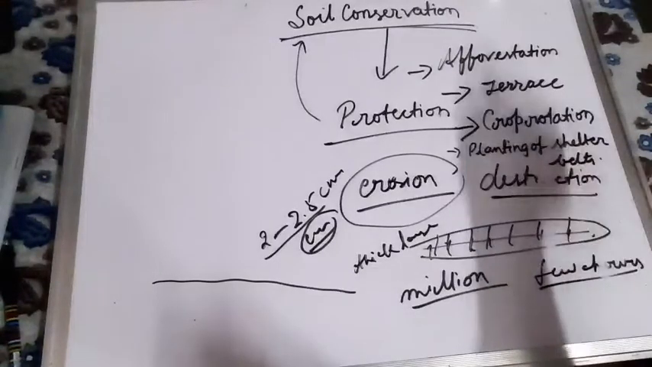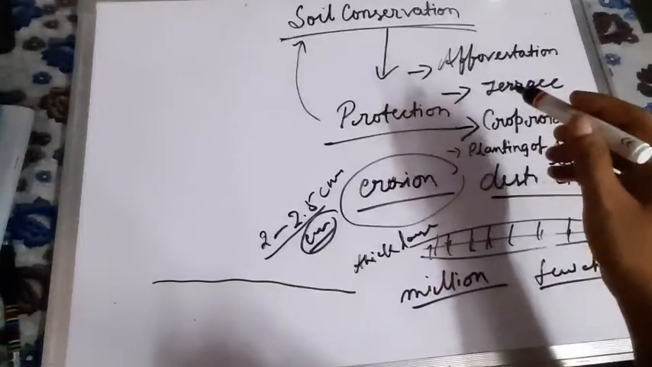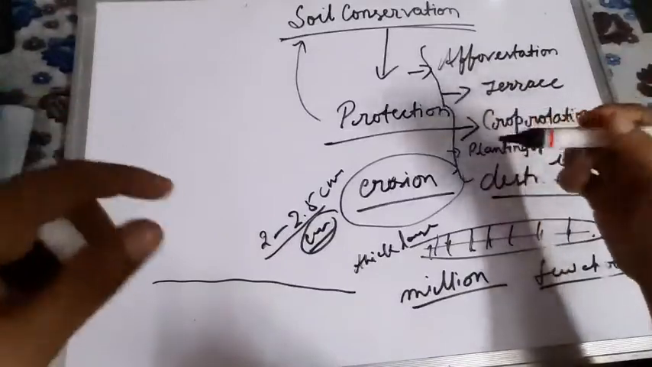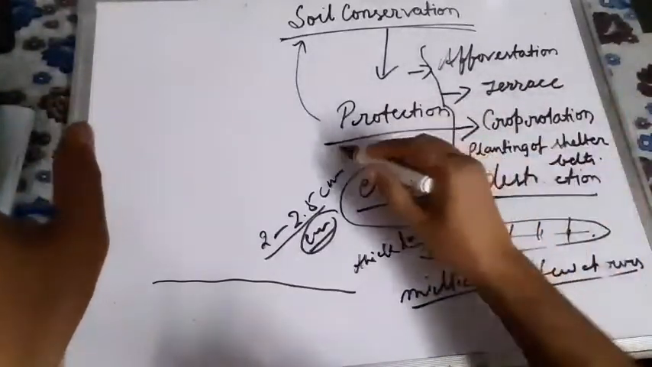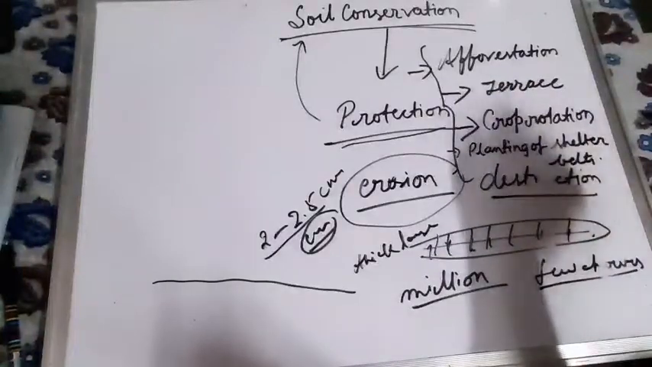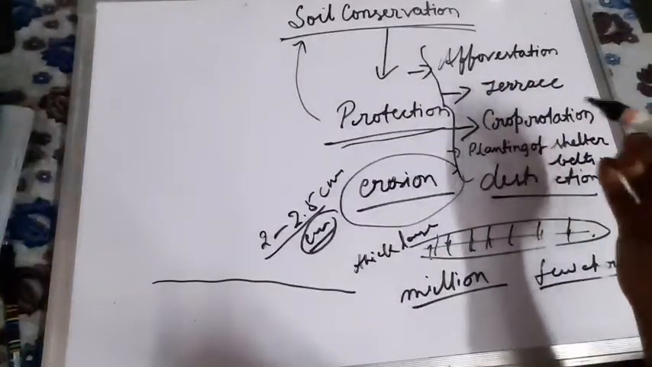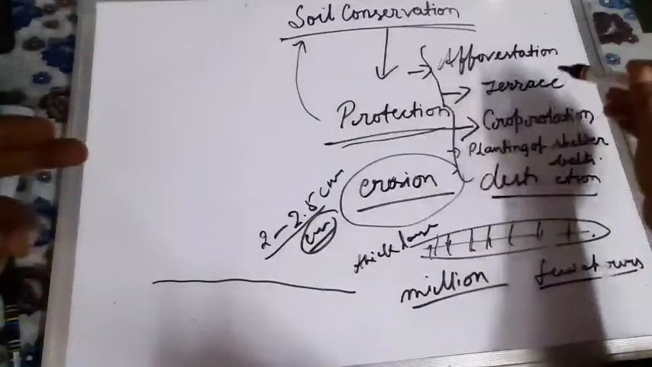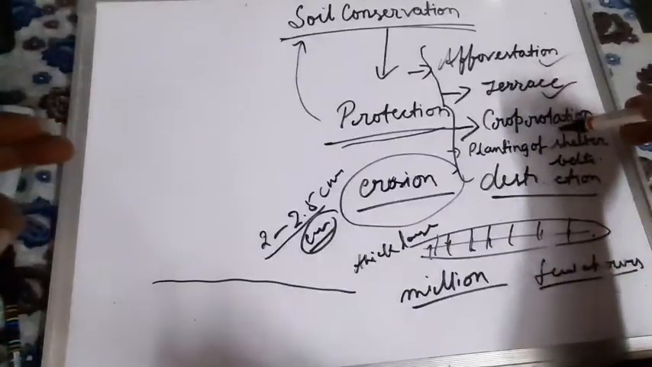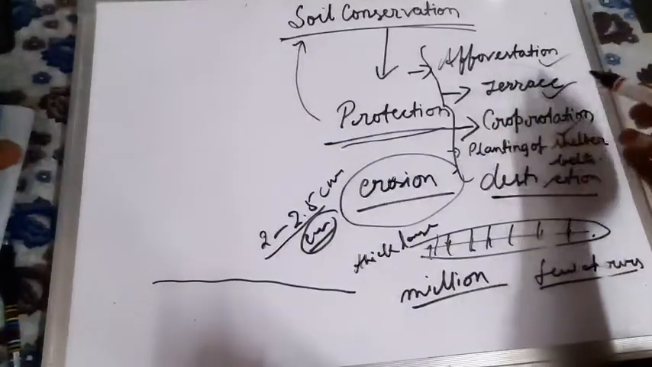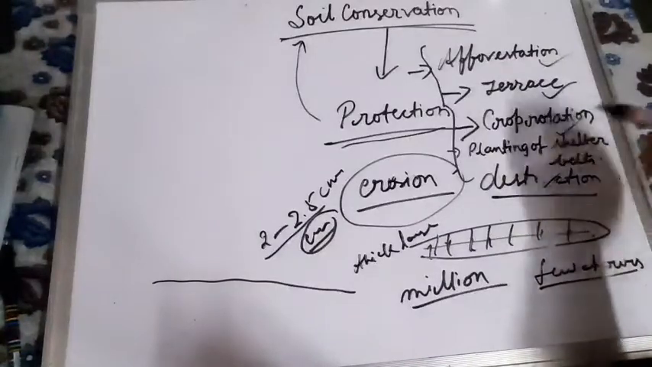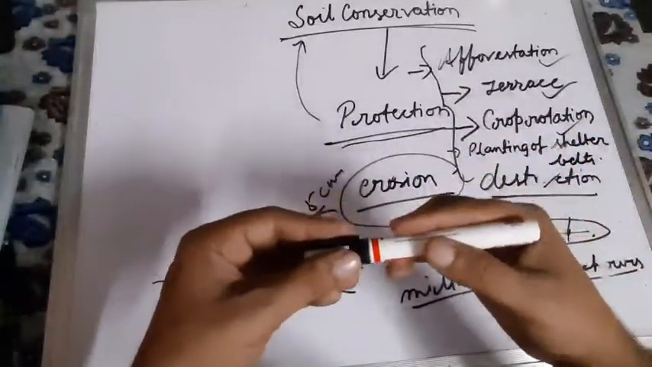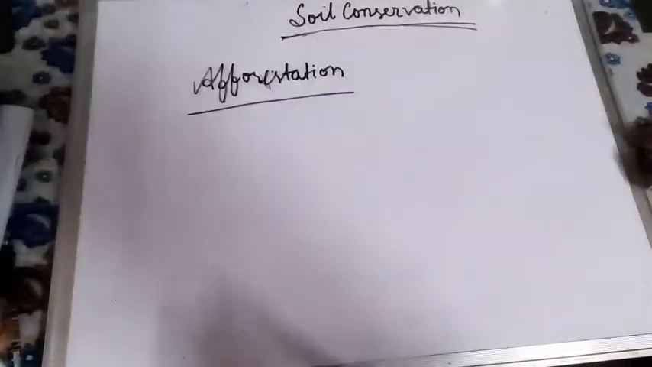So today we are going to study the different methods of soil conservation. I hope you understood what soil conservation is. Soil conservation means to protect the soil from erosion, to protect the soil from being washed away. These are the methods we are going to study according to your reduced syllabus: afforestation, terrace farming, crop rotation, and planting of shelter belts. Let's understand each of them one by one.